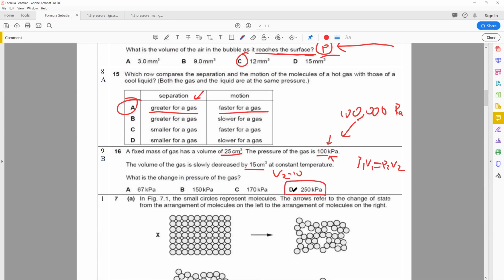Let me double check this. The volume of the gas is slowly decreased by 15 cm³. Yeah, so it's going to be only 10 cm³. So it's going to be 25 times 100,000 divided by 10. Yeah, the answer is going to be D, not B here. 25 times 100 divided by 10. Yeah, it's going to be D for this part here.